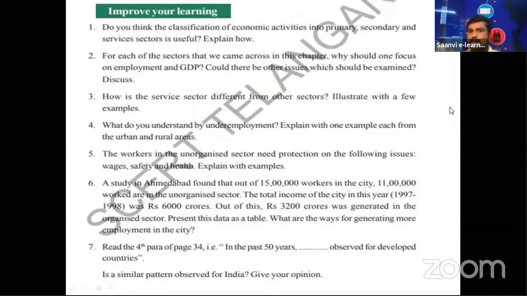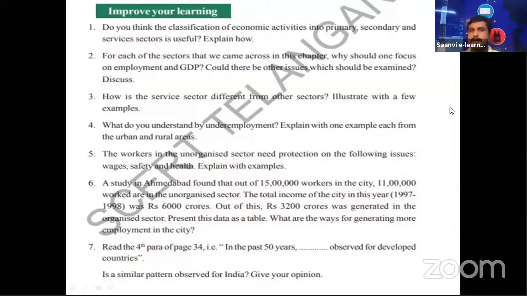What do you understand by underemployment? You know what underemployment is? Explain with one example each from the urban and rural areas, what we discussed in the concept. Underemployment in the sense that the person is working part-time or partly. So that generally we call, not permanent. That is generally what we call underemployment. And give one or two examples.